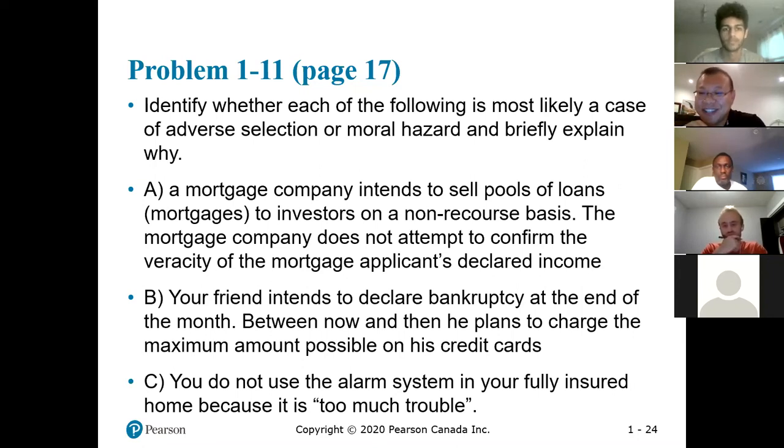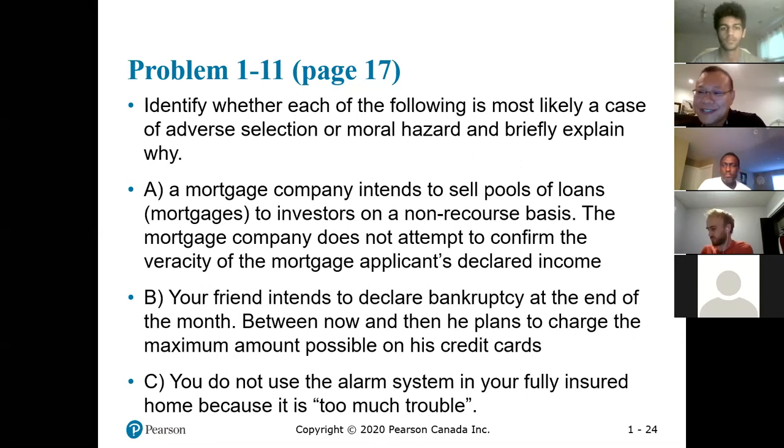So it's a future action, right? He plans to do something that is morally wrong. You know you're going to declare bankruptcy, but you still apply for a credit card, and you plan to charge the maximum amount on it. So this action is morally wrong, right? Yeah, it's moral hazard. Does that make sense?